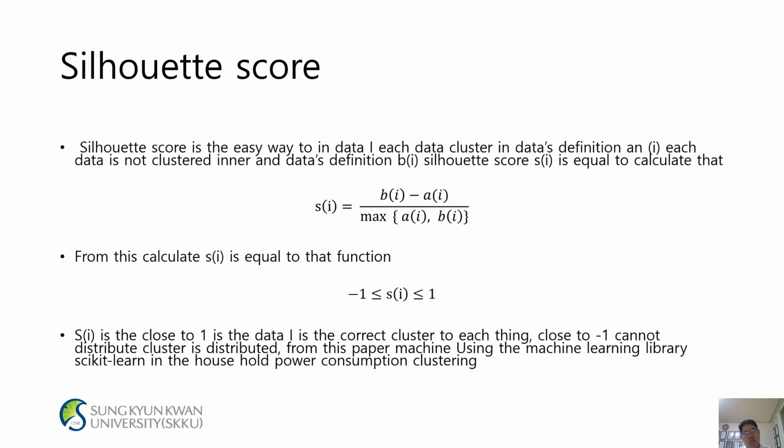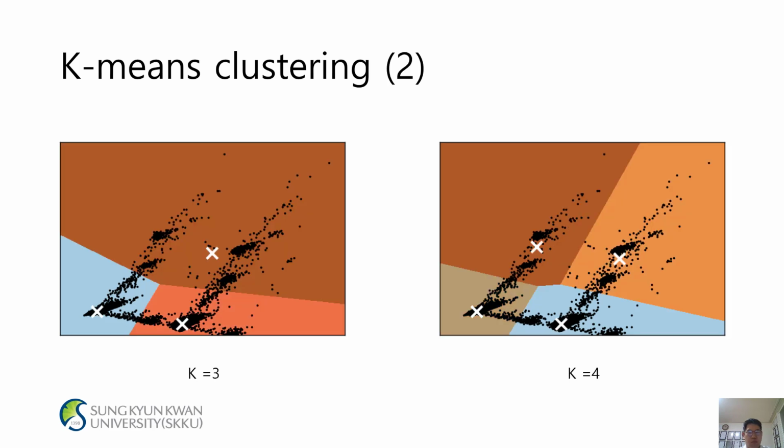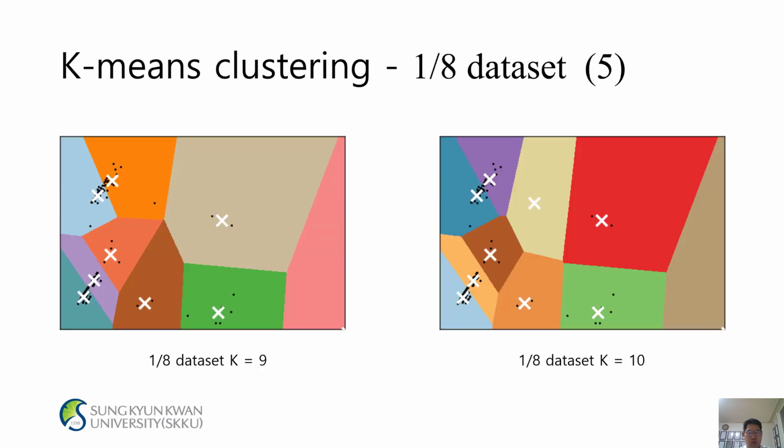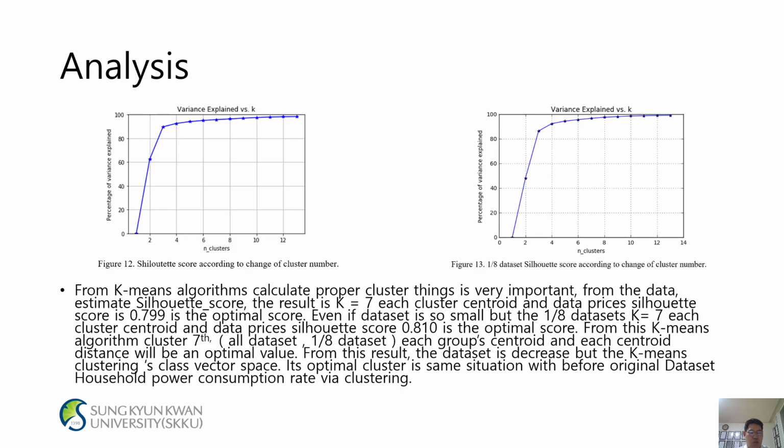From this paper, we use the machine learning library scikit-learn for household power consumption clustering. Analysis. From K-means algorithms, calculating the proper cluster number is very important. From the data estimated silhouette score, the result is K equals 7, each cluster centroid and data prices. Silhouette score is 0.799, the optimal score.